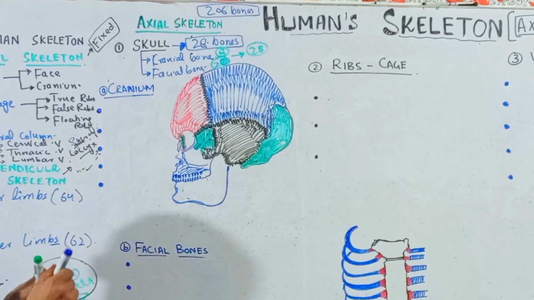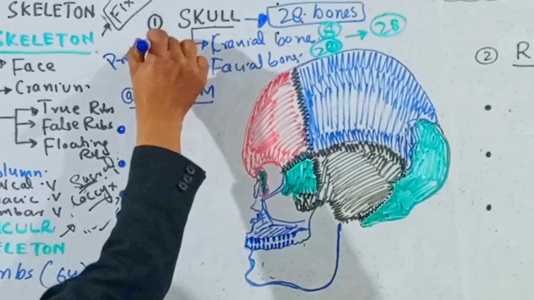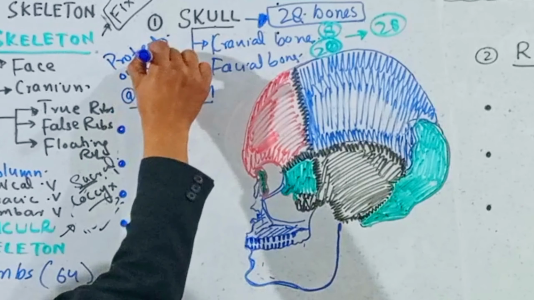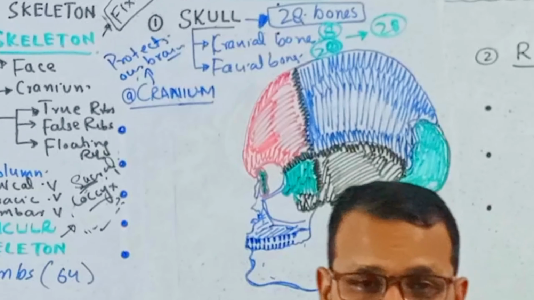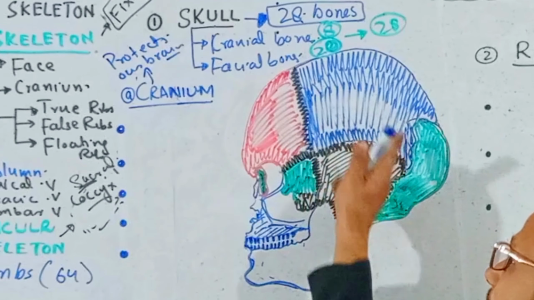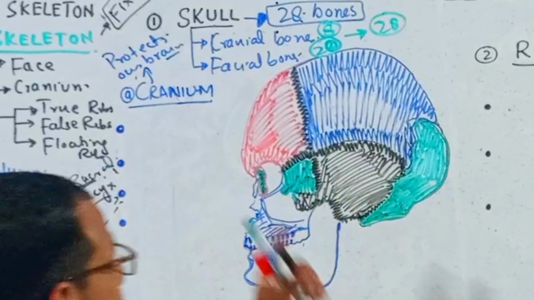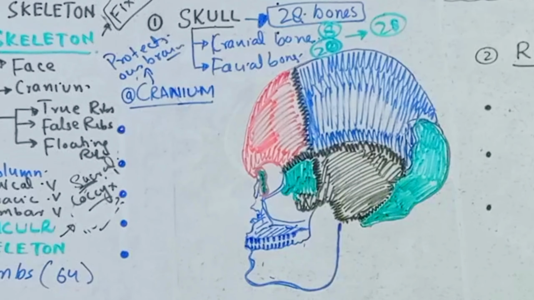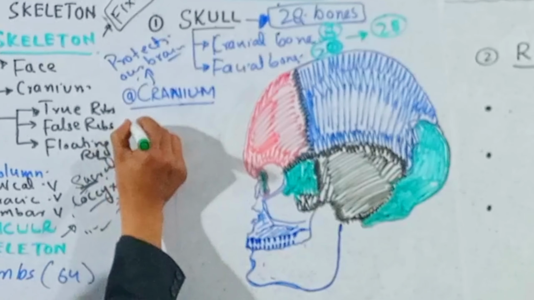Right, the cranium is the part of the skull which protects our brain. The brain is a vital organ, and we will discuss the types of bones further, that the function of flat bones is protection of vital organs. These are all flat bones, and they protect the brain inside the cranium. The cranium is composed of 8 bones. Out of 8, 2 are paired and the rest are unpaired. Right, first of all we have the frontal bone.